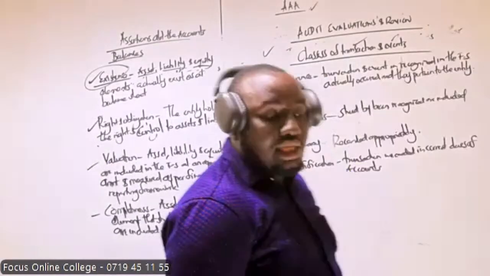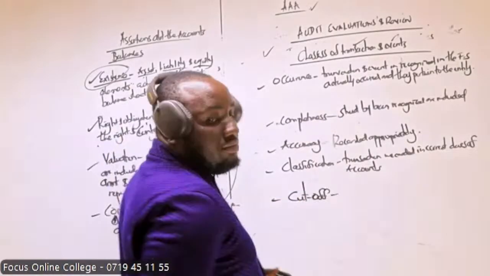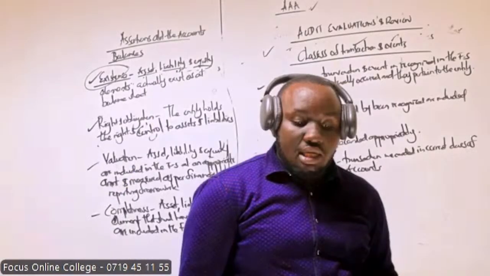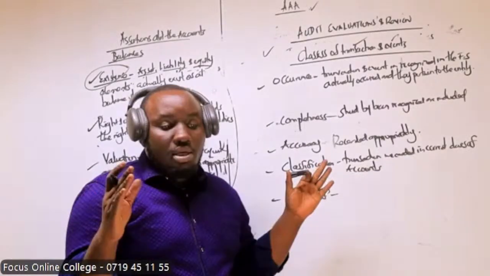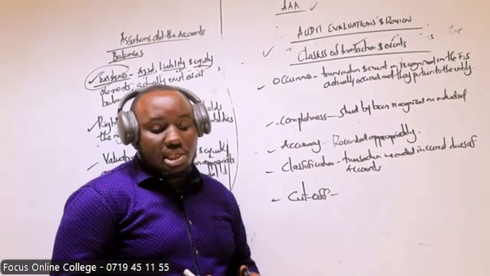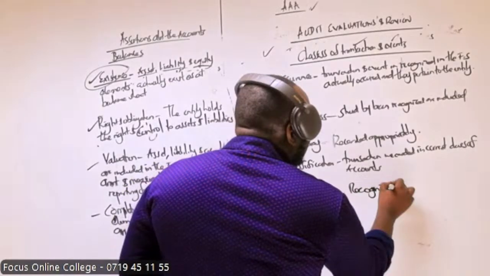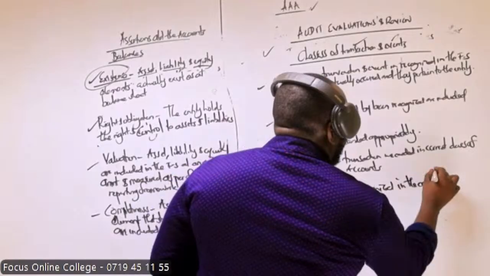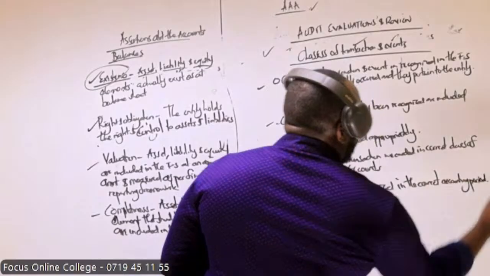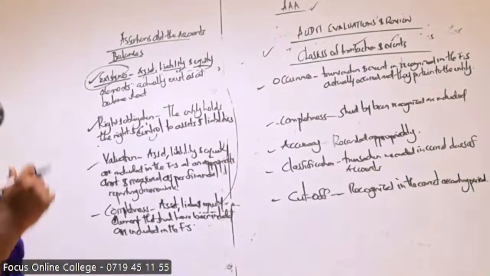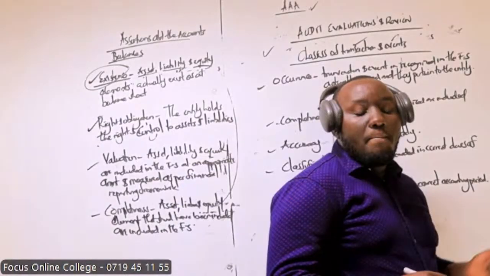Then we have the last assertion, that is cutoff. On cutoff, we're saying transactions and events have been recorded in the correct accounting period. When we talk about cutoff, we say that transactions and events have been recognized in the correct accounting period.